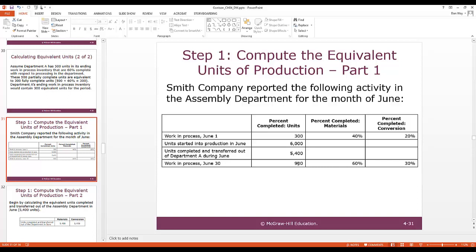We'll stop there for a second. So that's the 300 we started with, plus the 6,000 we started in the period, minus the 5,400 we finished and transferred, leaves us 900 physical units in ending work in process. Okay. And we also note here that they are 60% complete with respect to materials and 30% complete with respect to conversion.